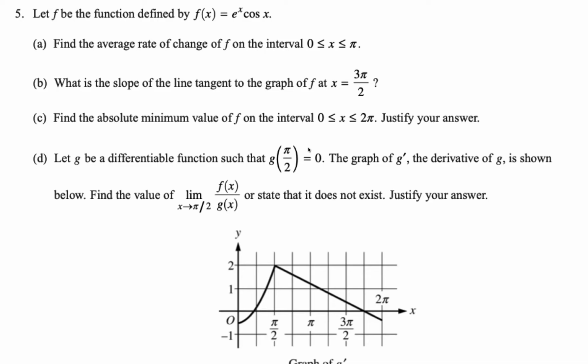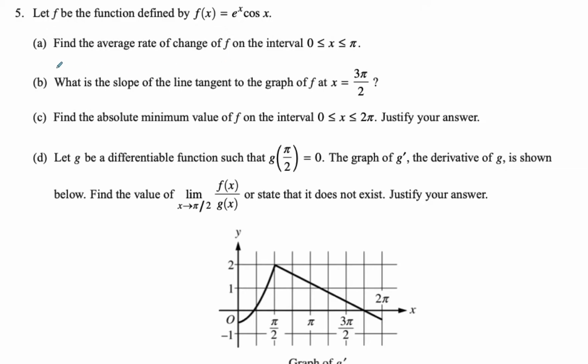Let us look at 2018 number 5. So for the first question, number 5, let f be the function defined in this way, okay? And then find the average rate of change from here to here. Now, when they say average rate, basically it's the same thing as finding the slope of the secant line.